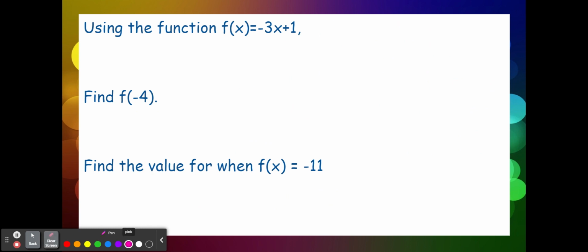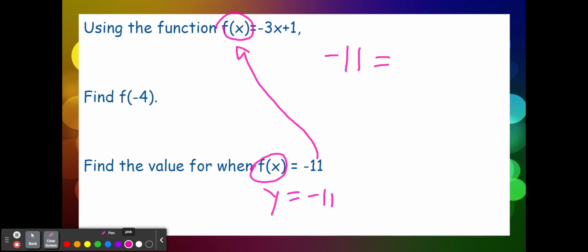Next one says, find the value for f of x equals -11. You have to remember, this means our output. So our y, or our output, is -11. So we're going to replace f of x with the value of -11. It will now read -11 equals -3x plus 1. So we're going to solve this as an equation. So we need to do the inverse operation.